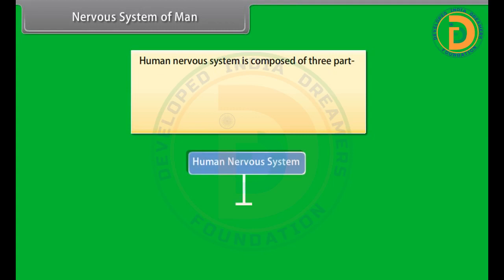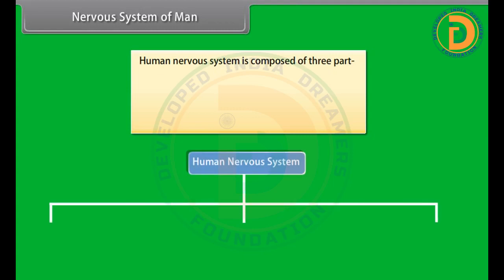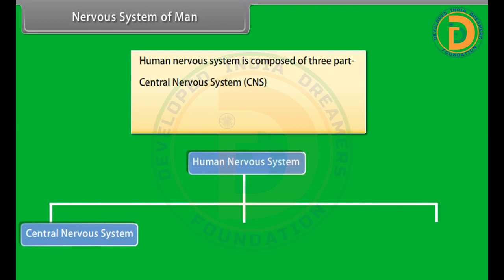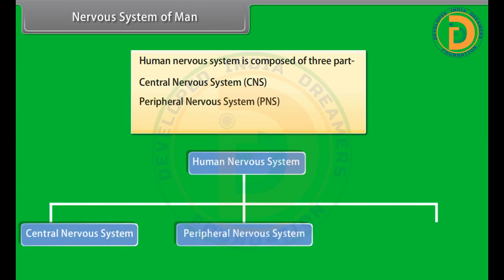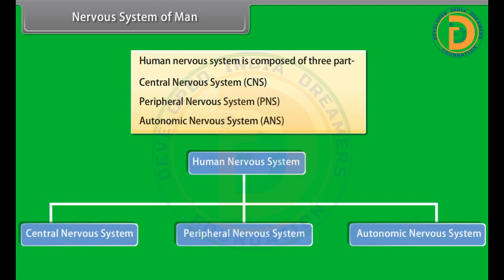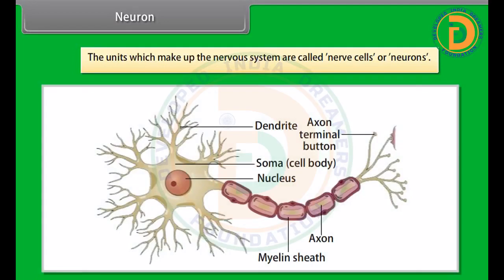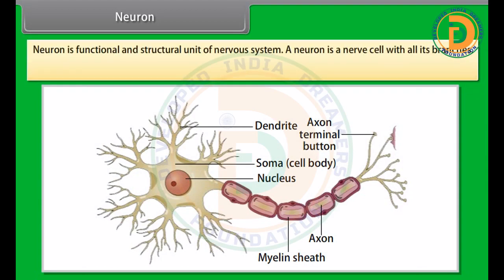The human nervous system is composed of 3 parts: central nervous system, CNS; peripheral nervous system, PNS; and autonomic nervous system, ANS. Neuron. The units which make up the nervous system are called nerve cells or neurons. A neuron is the functional and structural unit of the nervous system. A neuron is a nerve cell with all its branches.